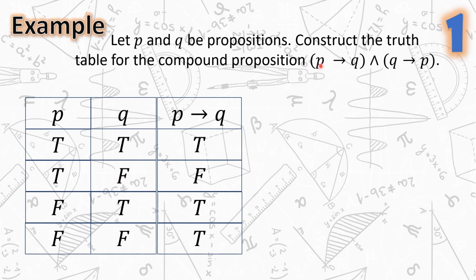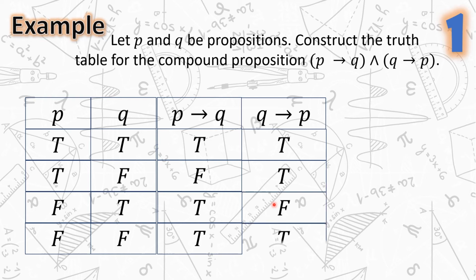Next part, we will have the conditional statement, if Q, then P. Let us focus our attention on the propositions Q and P. This time, Q is the hypothesis and P is the conclusion. So this will be false when the hypothesis Q is true and the conclusion P is false. And that is in the third row. So Q implies P is false in the third row.